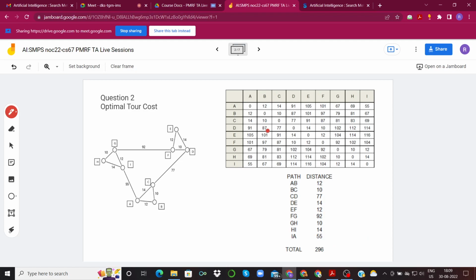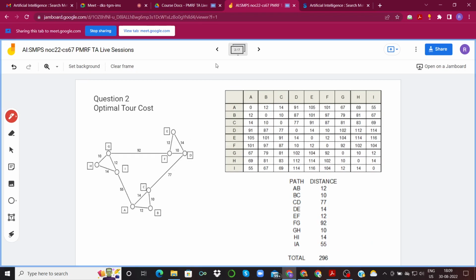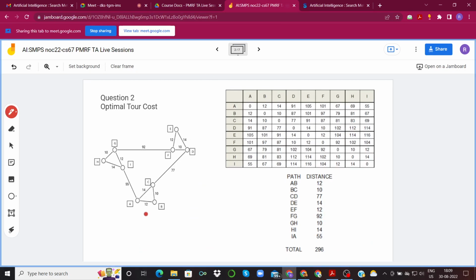Okay, so let's discuss it and see what could happen. This is the same table, same map. Let's say we are starting at A. So what is the minimum cost that we could take from A? Which node could we go to from A? B, because B has 12. A to B. Yeah, fine. So we considered A to B.